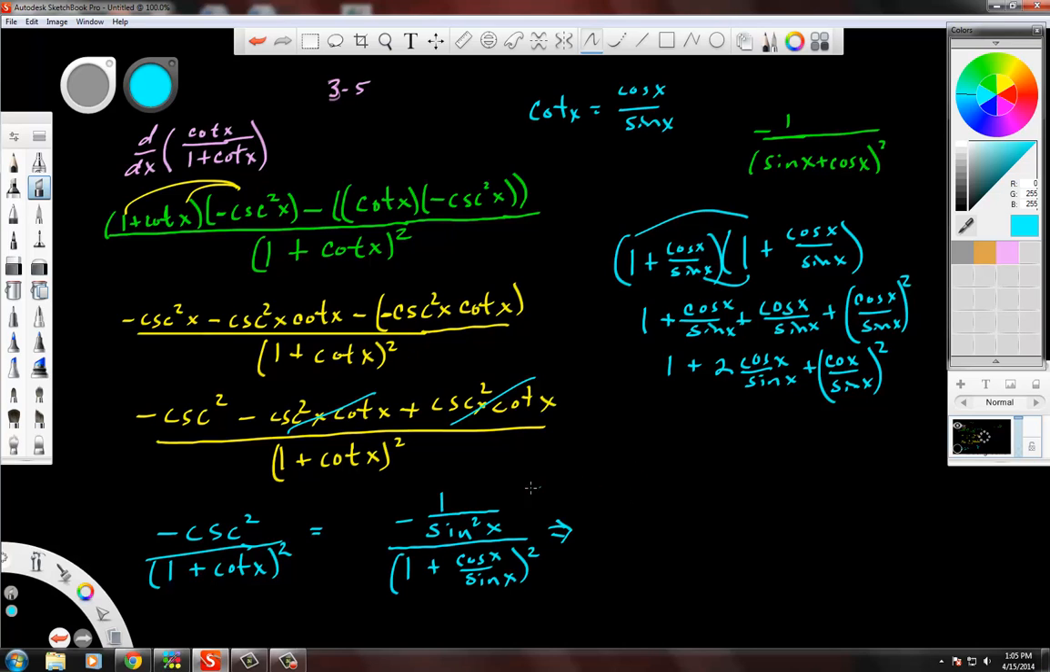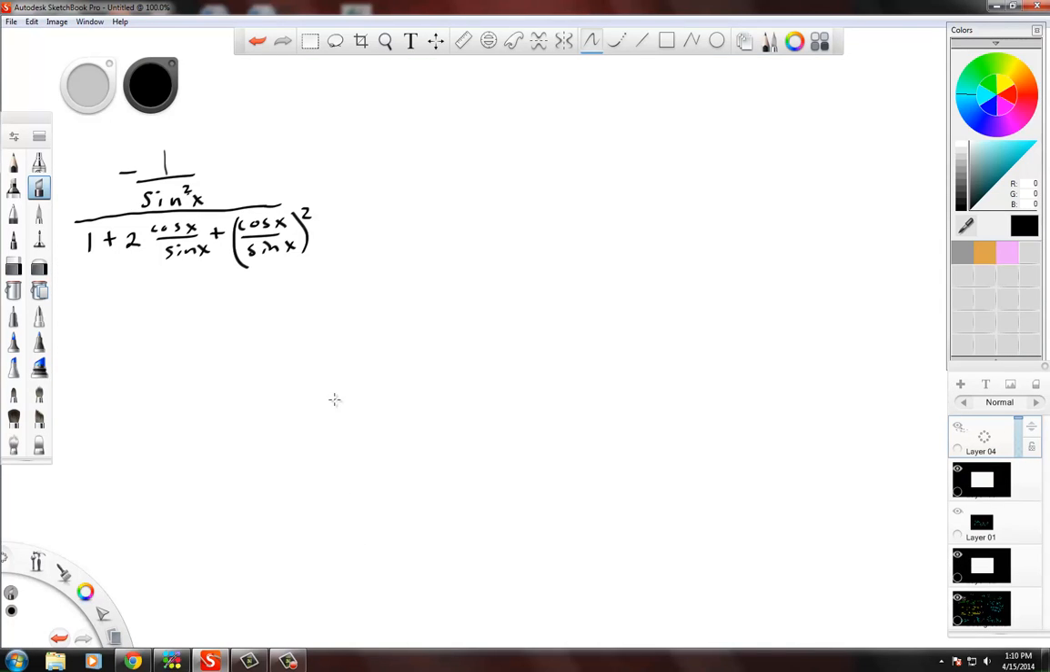So, all right. We have the top will be -1 over sine squared of x. And on the bottom, I have 1 plus 2 cosine x over sine x plus cosine over sine of x squared. Okay, and we're back after some technical difficulties there. So it's a white background now.